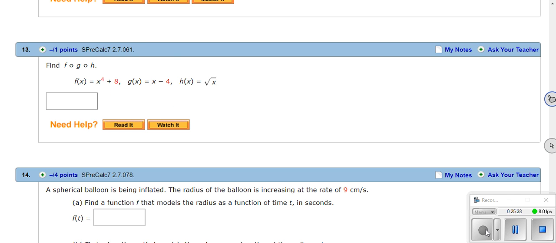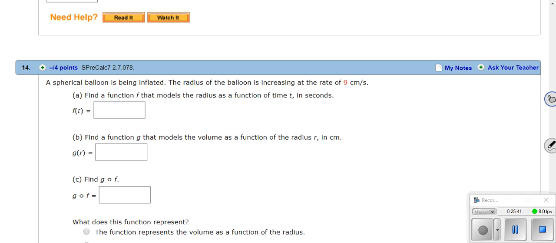I'll get you started here on this last one just by helping you do the very first part. A spherical balloon is being inflated. The radius of the balloon is increasing at a rate of 9 centimeters per second. Find a function f that models the radius as a function of time t in seconds. Literally, this is just 9t. If it's inflating 9 centimeters per second, if t is seconds, then in 2 seconds it's going to be 18. In 3 seconds it's going to be 27. So it's literally just 9 times t. Okay?